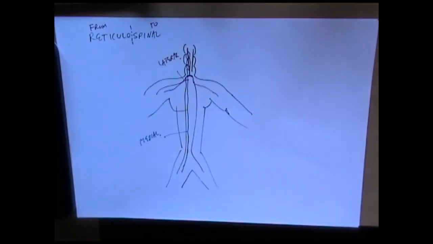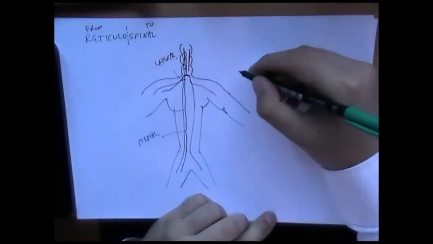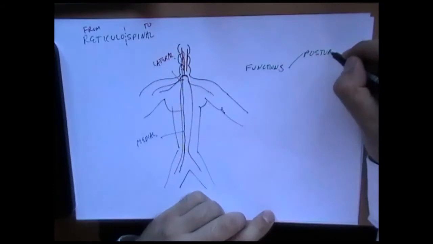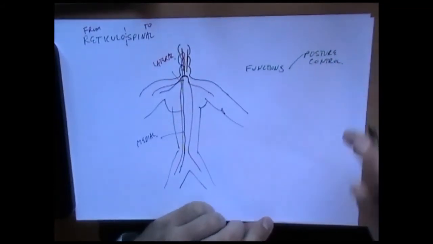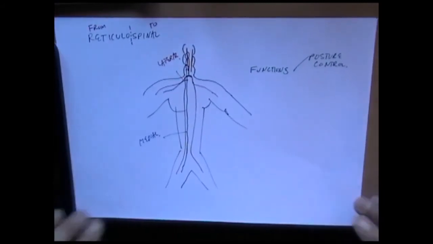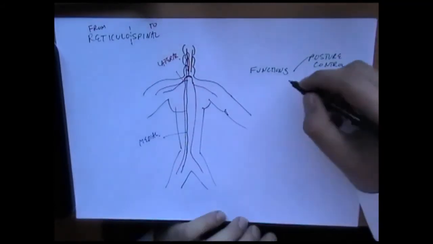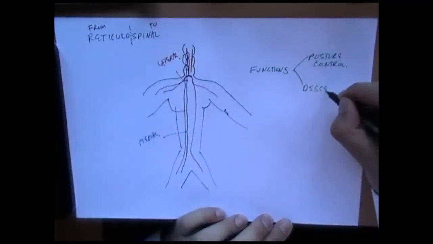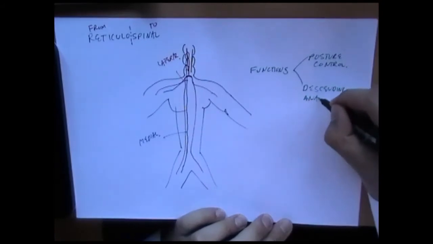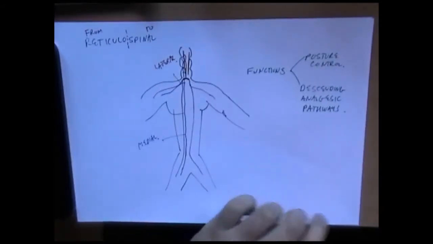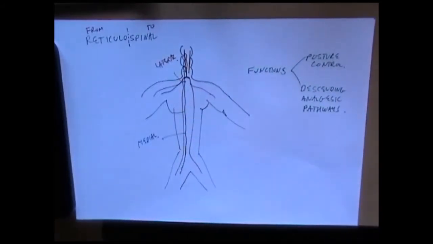And they are primarily involved in two functions. They're primarily involved with posture control. So they control all the muscles in order to make sure you have a good posture and that you're maintaining your posture adequately while you're assisting the orthopedic surgeon in theater or the general surgeon or what have you. And then they also contain the descending analgesic pathways. So these guys actually can suppress the signals of pain going from the periphery into the brain.